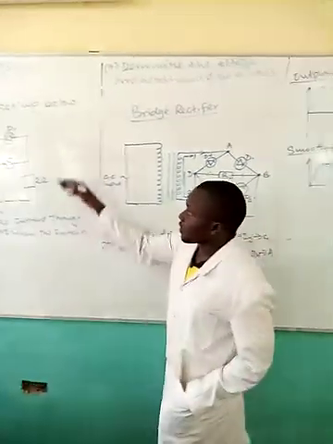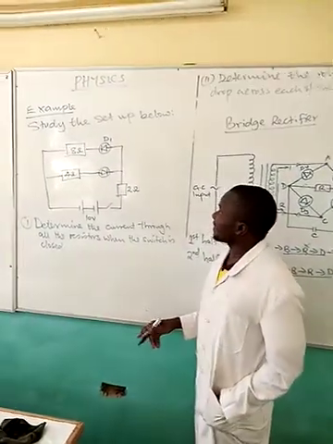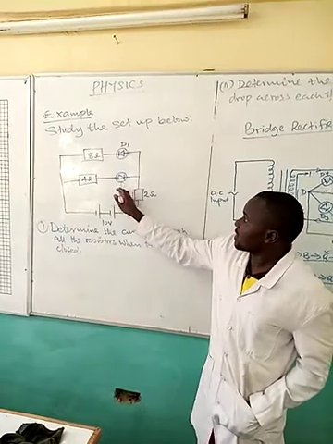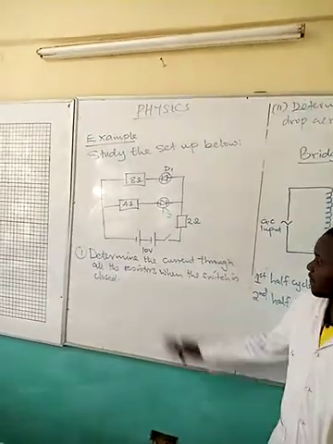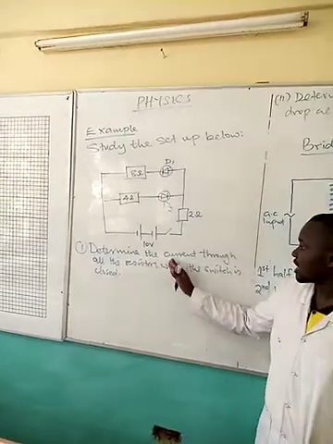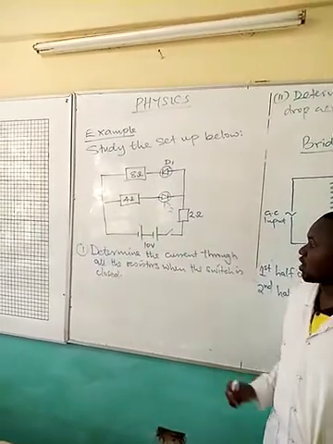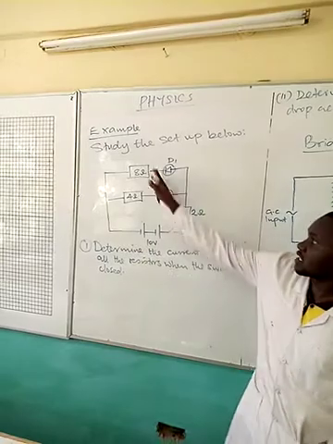And in this example, I have a circuit that is given like that, and we have two diodes, diode D1 and diode D2. So we are asked in the first question to determine the direction, to determine the current through all the resistors. We have three resistors here.